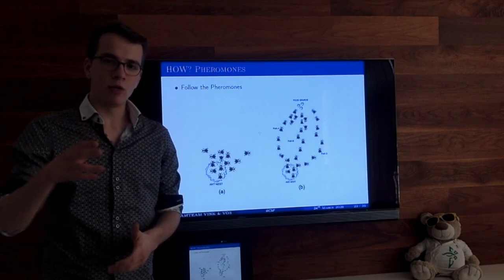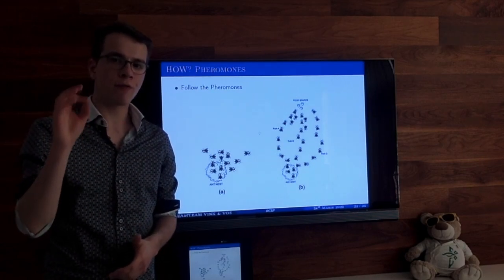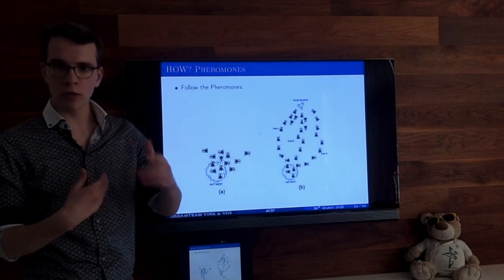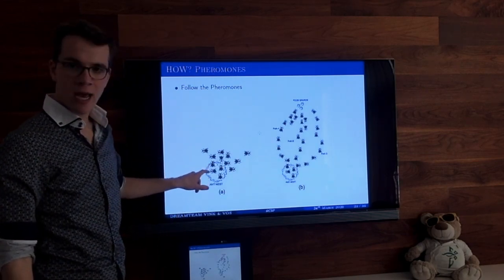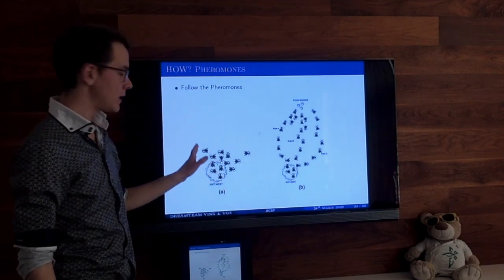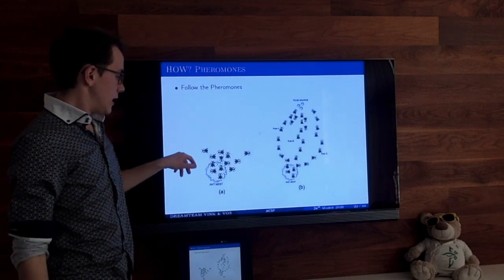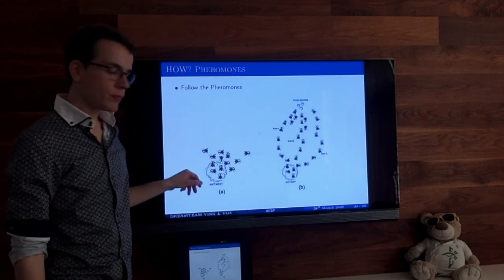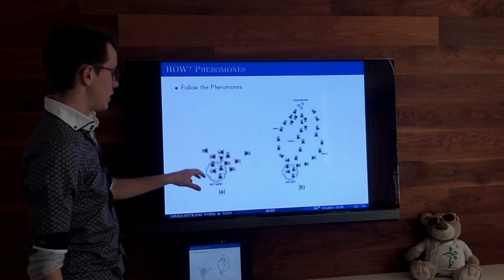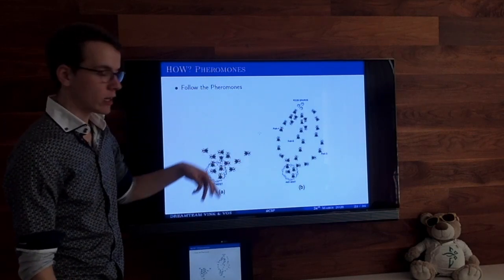So ants communicate via pheromones. Pheromones are chemicals. Let's see what they do. Suppose we have an ant nest right here, and we have a food source right there. So we have two pictures, A and B. In the beginning, the ants have no idea where the food is, so they just walk around arbitrarily. And that's what we see here, they walk in all directions.